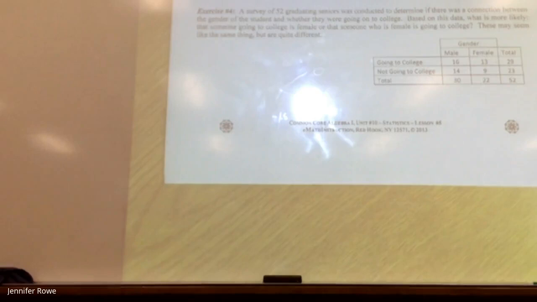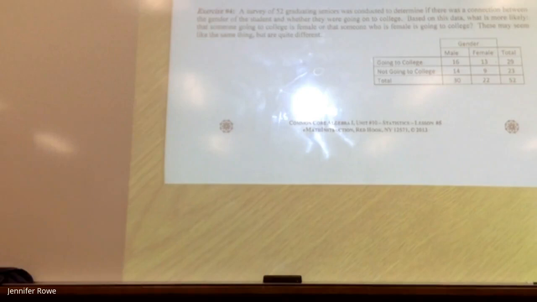A survey of 52 graduating seniors was conducted to determine if there's a connection between the gender of the student and whether they were going on to college. Based on this data, what is more likely? That someone going to college is female, or that someone who is female is going to college. Now, they sound like they're the same thing, don't they? But they're not the same. Okay. So based on the data, what is more likely?